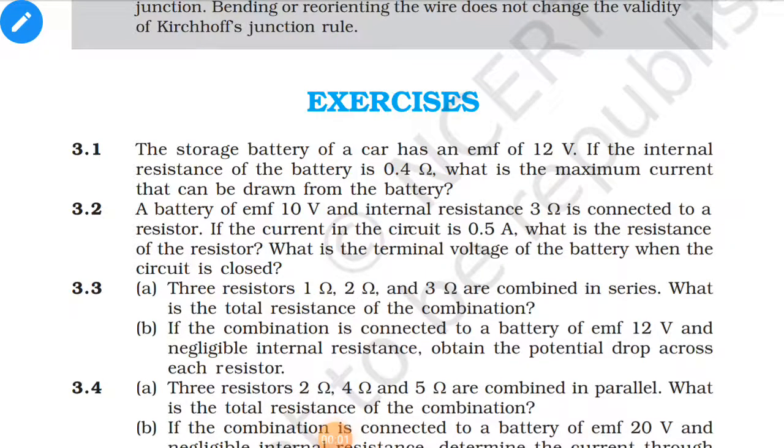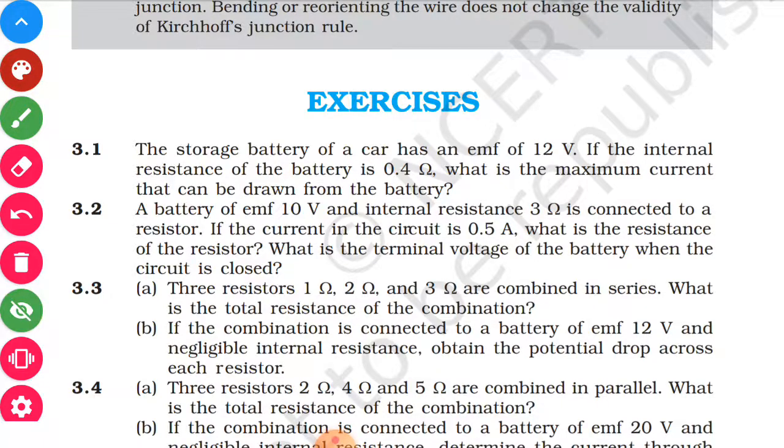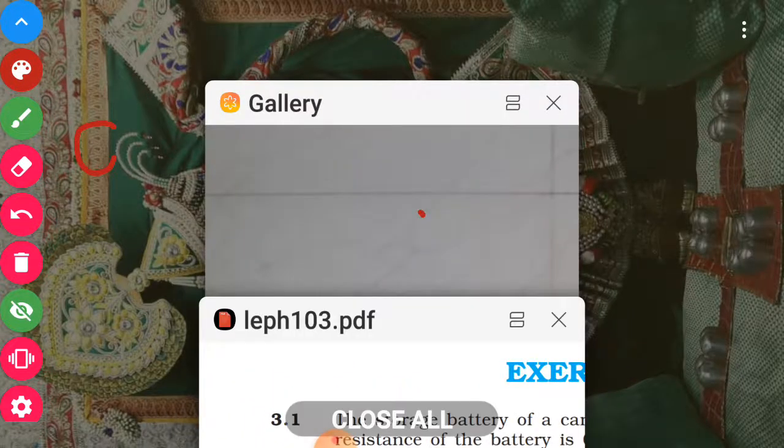Now exercise numerical number 3.1 I am discussing right now. The storage battery of a car has an EMF of 12 volt. If the internal resistance of the battery is 0.4 ohm, what is the maximum current that can be drawn from the battery? Now you can understand it very easily.